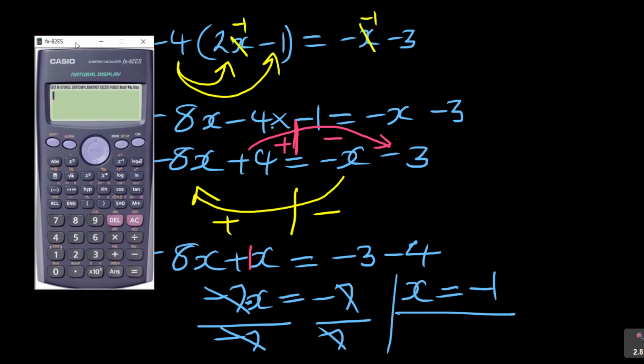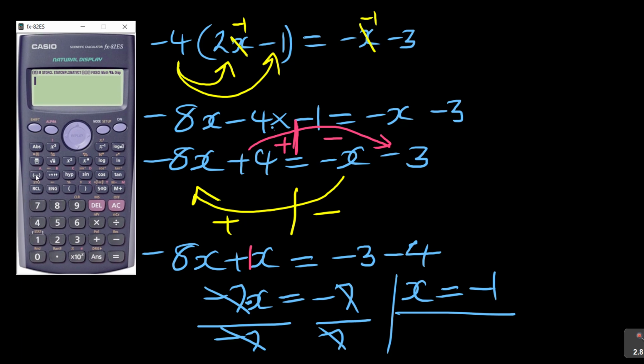Look how I'm going to test. Let's start with the left hand side. It's minus 4 bracket 2 times negative 1. You see how I put it? And then minus 1. Close. You see, I got 12. I don't know why it gave me 12, but I think there might be some errors here, because if I say minus 1 minus 3, it's not going to give me 12.